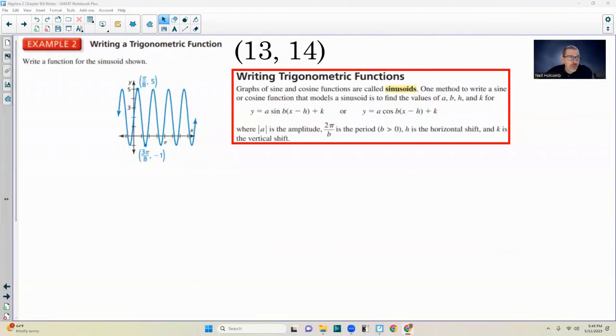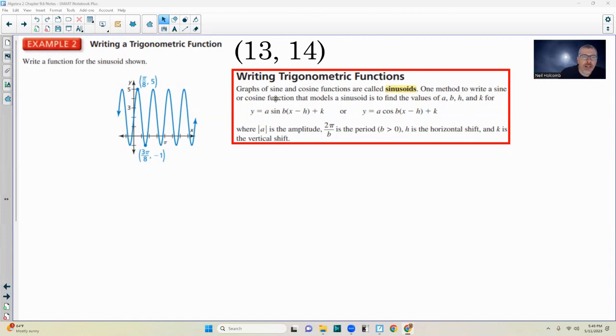Okay, this is example 2, working with trigonometric functions, and it's write a function for the sinusoid shown. So before I even go any further, writing a trigonometric function, it says graphs of sine and cosine functions are called sinusoids. So this is either a sine function or a cosine. It's not a tangent or a cotangent. Okay, it's not a secant. It's a sine or a cosine.